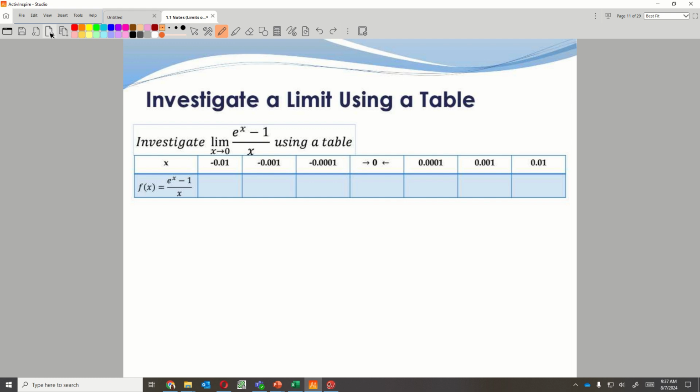Here's another one. I want you to try this example. So here is an example for yourself, the one that is not going to exist. Because I can't just plug in 0, because that would be 0 in the denominator. Okay, try it out.